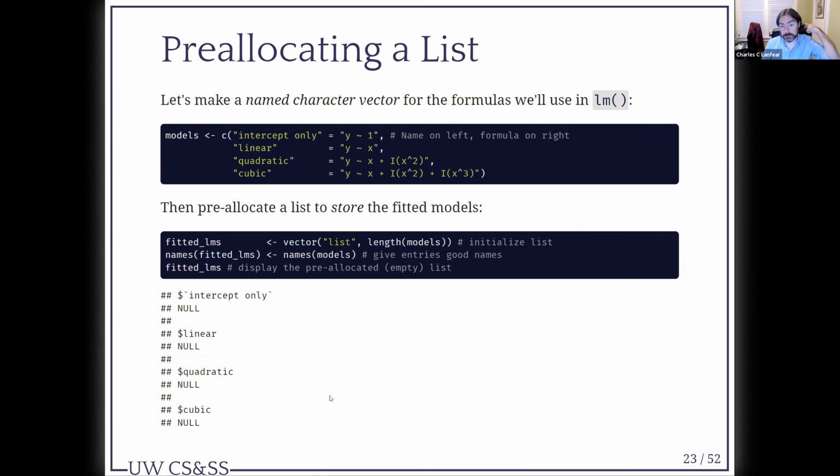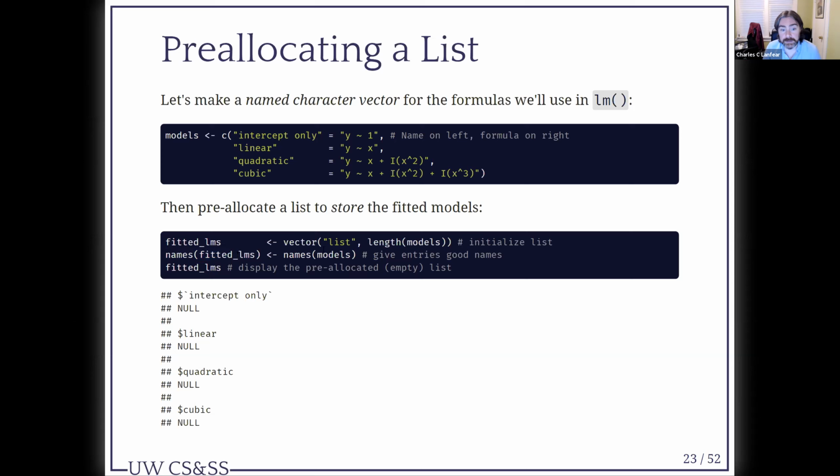Not operator, but function. It's a weird thing. Anyway, so what we're going to do now is pre-allocate a list using this. So I say my fitted linear models are going to go in some list. To create a list in R, a list is a type of vector, so you say, I'm going to create a vector of type list of length equal to the number of models I have. This will give me a length 4 empty list.